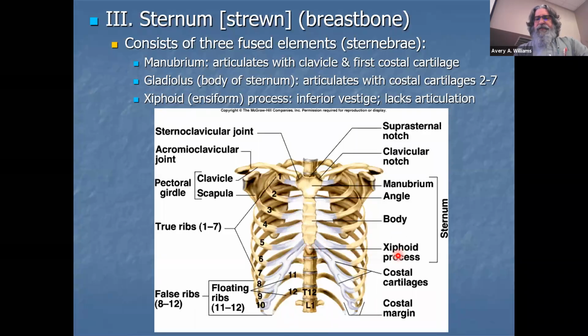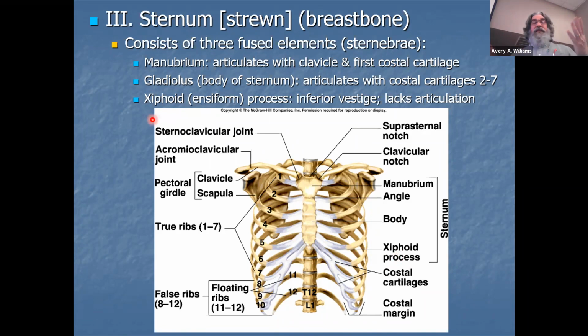You see that? That's the xiphoid process, or the xiphisternum, or the ensiform process, all the same thing. Xiphoid is another little dagger. Where does the word xiphoid come from? That's another gladiator kind of weapon, like a point. Because if you look at it, it kind of looks like a pointed knife, doesn't it? Like a sword, a little pointy thing.